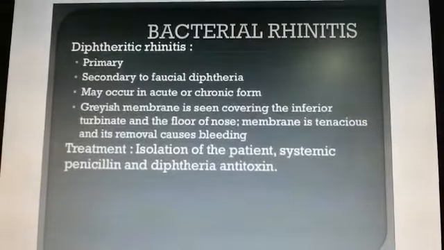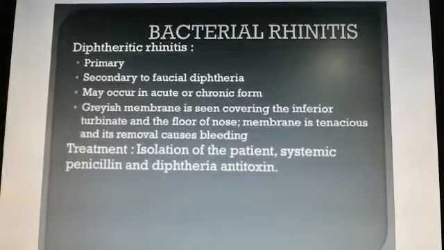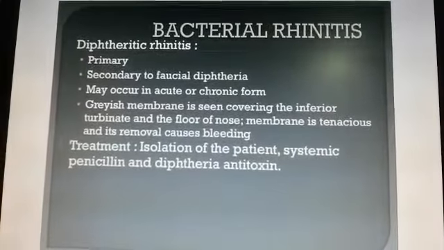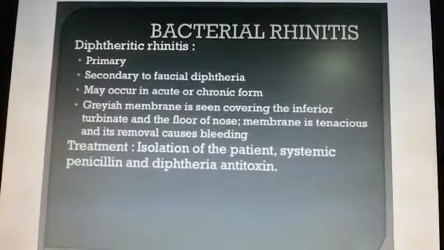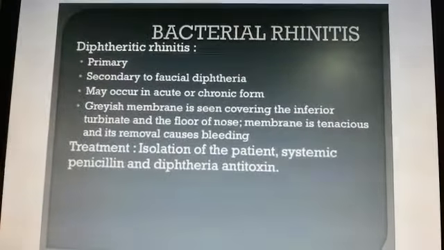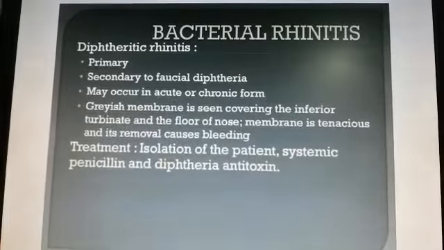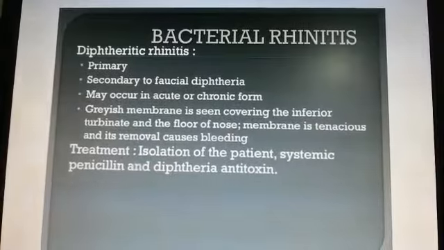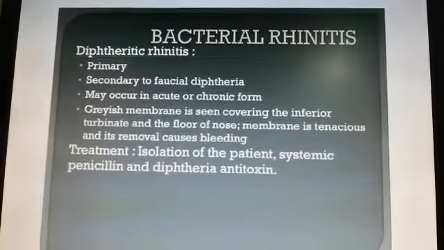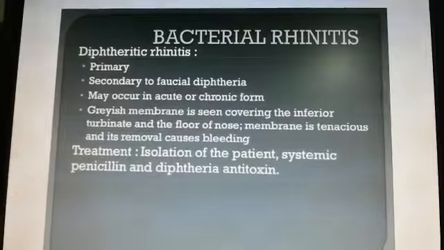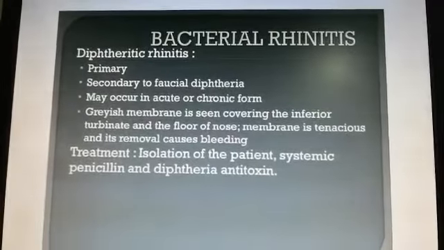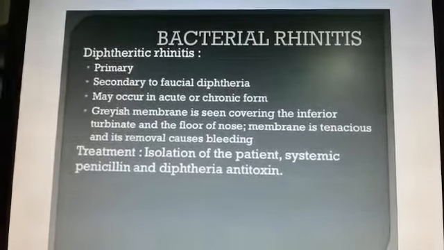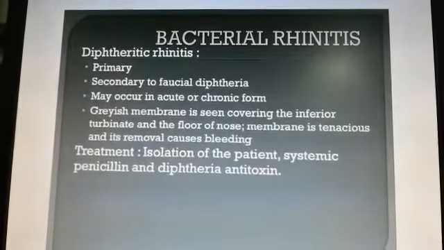Lastly, we have the specific bacterial rhinitis, that is the diphtheric rhinitis. It is now a very rare condition to encounter a diphtheric patient nowadays, but still, as it is mentioned in our books, we'll be discussing it in detail as well. Again, this diphtheric rhinitis can be primary or secondary. The secondary diphtheric rhinitis is due to faucial diphtheria, and on examination, please bear it in mind, this is very important. In diphtheria, you appreciate a grayish membrane that covers the inferior turbinate and the floor of the nose.